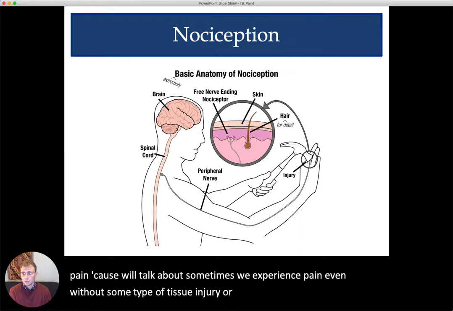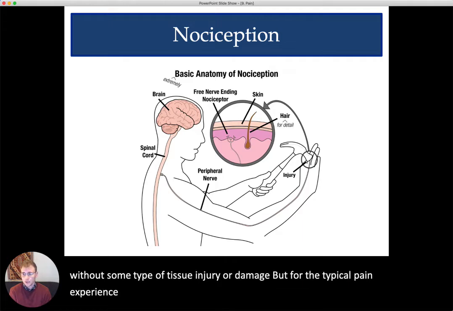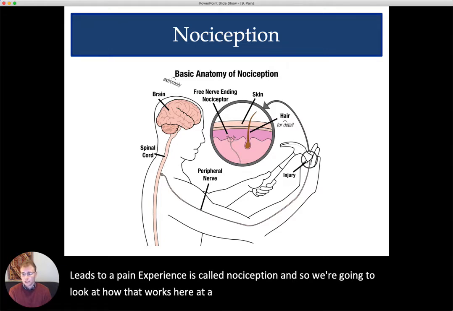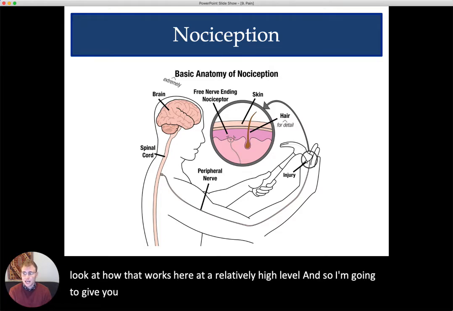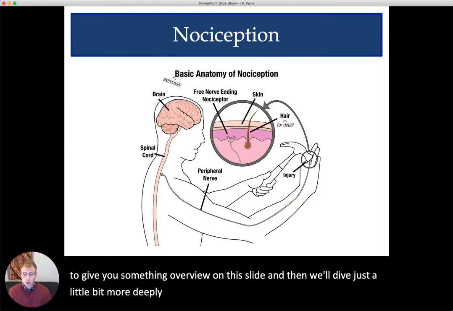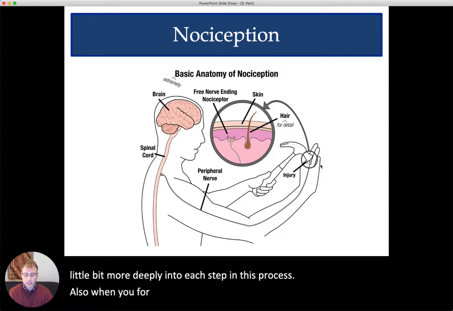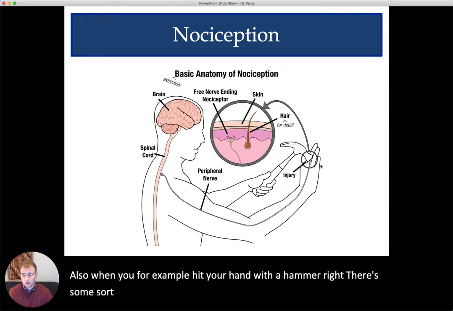But for the typical pain experience that arises from some type of injury, the process that leads to a pain experience is called nociception. And so we're going to look at how that works here at a relatively high level. I'm going to give you an overview on this slide, and then we'll dive a little bit more deeply into each step in this process. So when you, for example, hit your hand with a hammer, there's some sort of energy impulse that occurs there. How is that turned into the perception of pain?